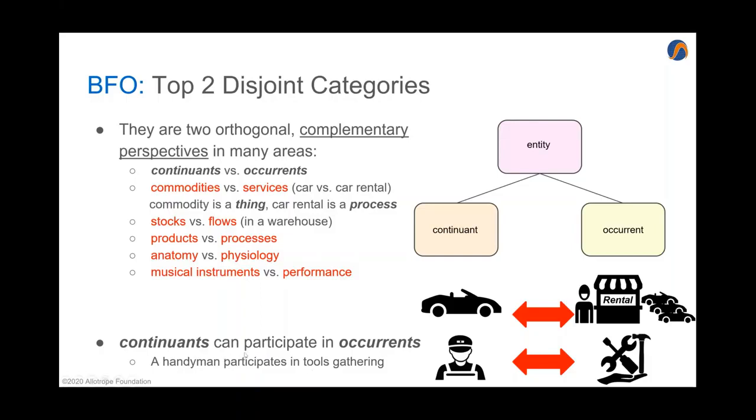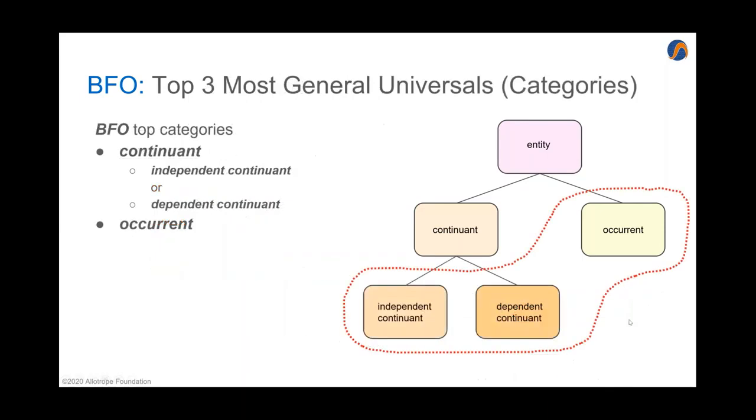So a continuant can participate in an occurrent. For example, a handyman, which is a continuant, can participate in an occurrent, which is gathering tools. And the same goes for rental, which is a process. So the actual top three most general universals that we are getting from BFO are independent continuant, dependent continuant, and the occurrent.